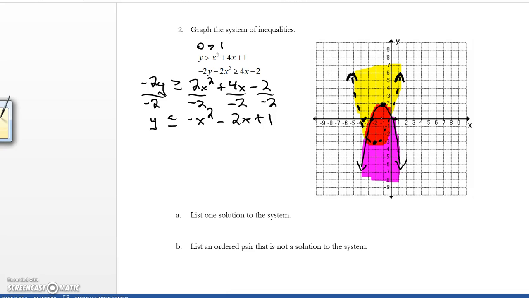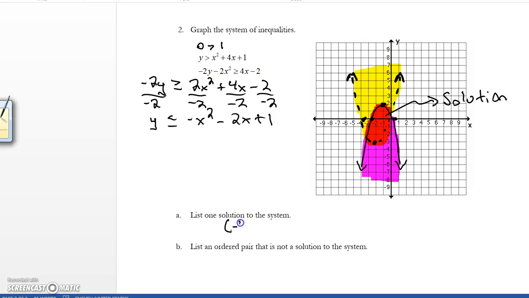So you don't really have to write that, but for your notes, I'm just going to put a little arrow here. The solution is inside of here. Generally we don't write that. I'm just helping you out for your notes. So now, A, list one solution to the system. All we have to do is choose a nice ordered pair inside the red overlapping area. So how about negative 1, 0?